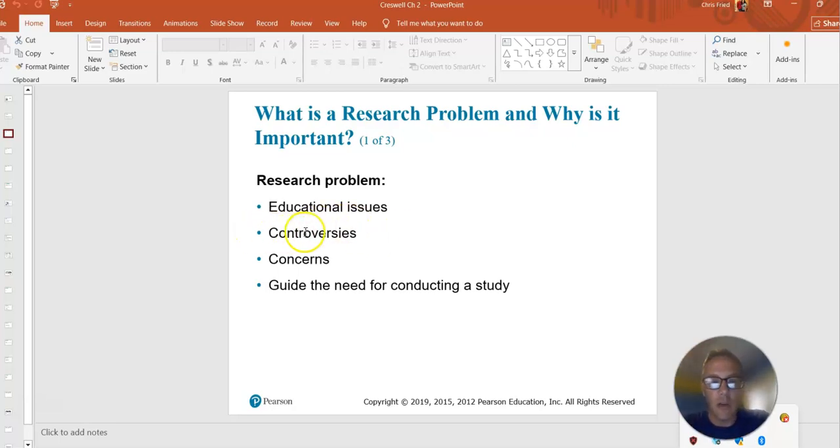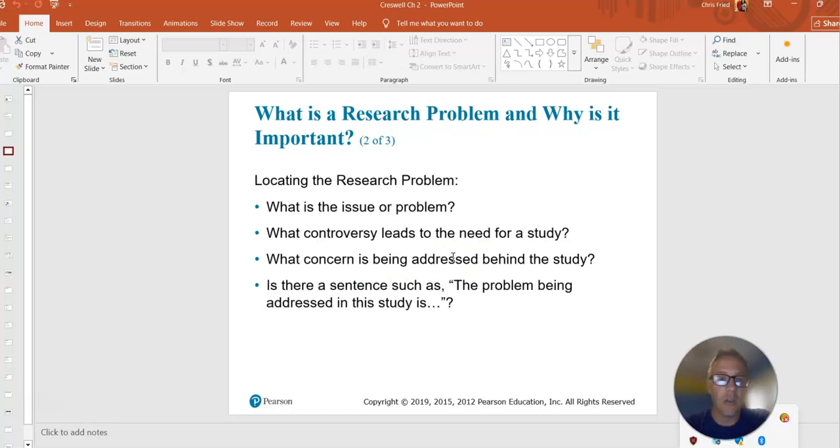So there could be controversies that might be part of it. There are concerns, and then also a guide. It also helps guide the need for conducting a study, whatever that might potentially look like. Okay, so this also helps us take a look at locating it, pinpointing it in terms of a research problem, like what is the issue exactly? What is the concern being addressed? What controversy leads to that, or if there is a controversy?